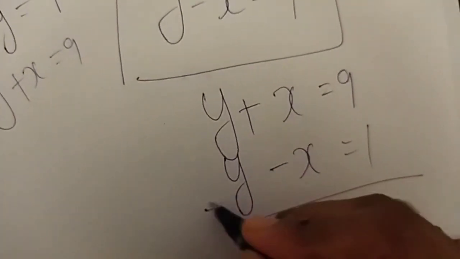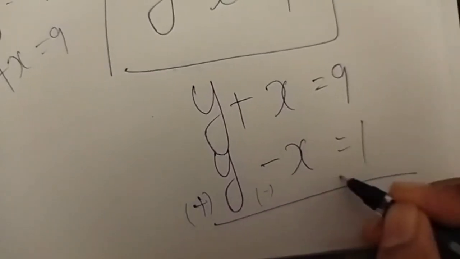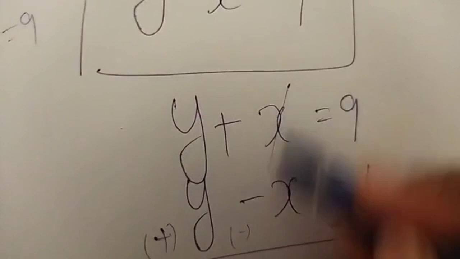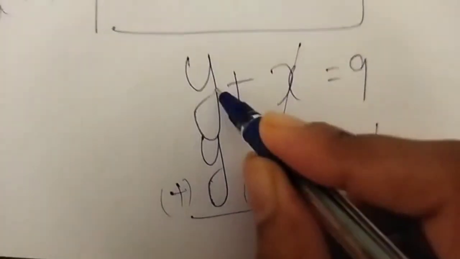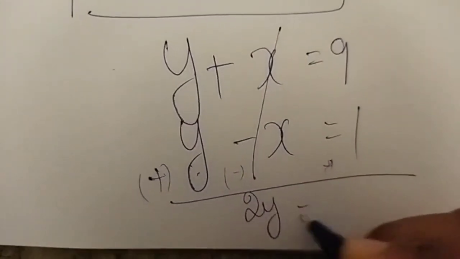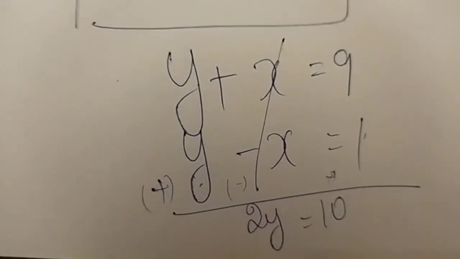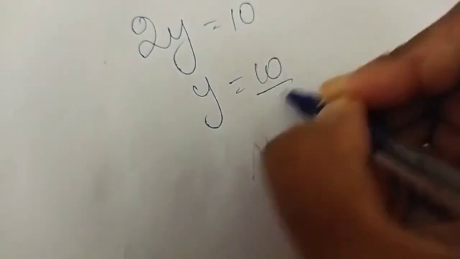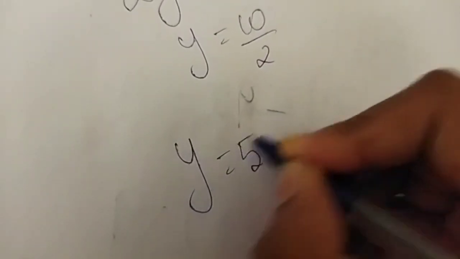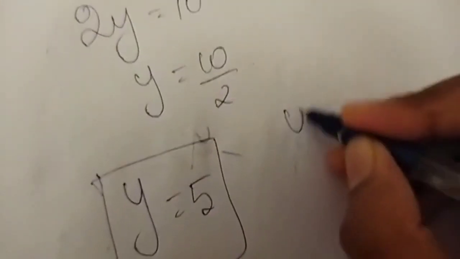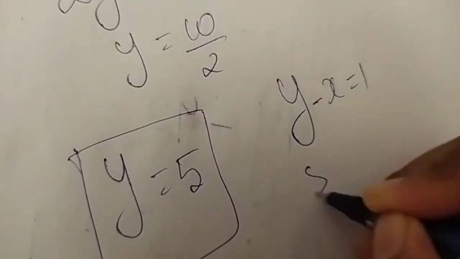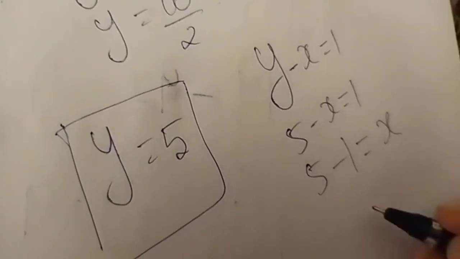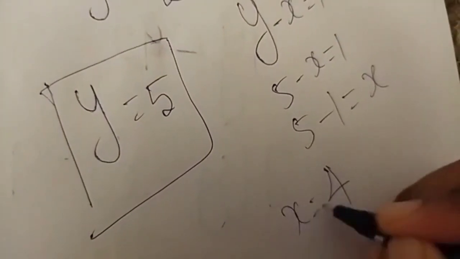If you add these, plus x minus x gets cancelled. y plus y is 2y, 9 plus 1 is 10. 2y is equal to 10. y is equal to 10 by 2, so y is equal to 5. Now we have y is equal to 5. We get y minus x is equal to 1, so 5 minus x is equal to 1. 5 minus 1 is equal to x. So x is equal to 4.